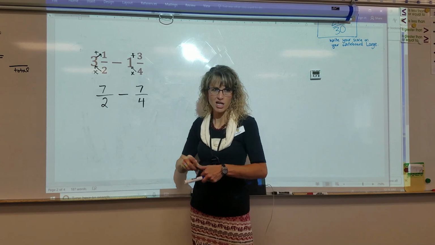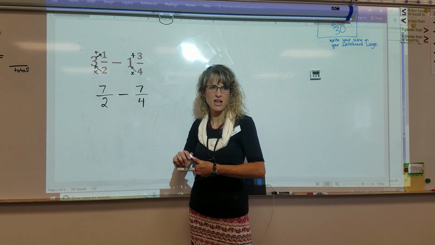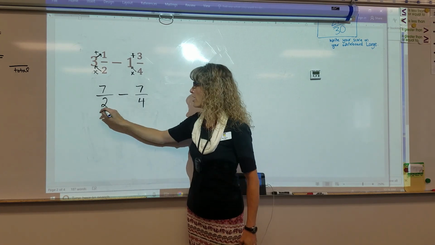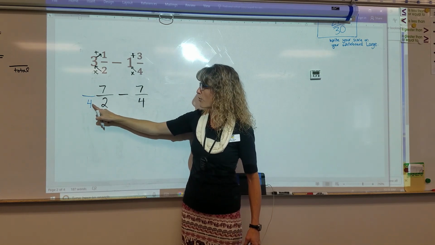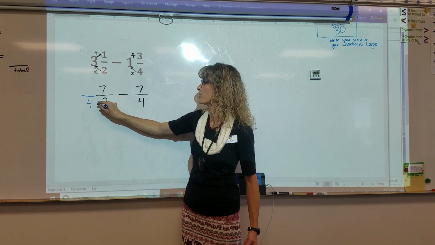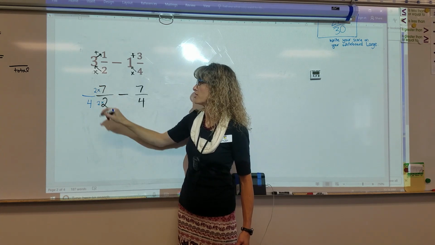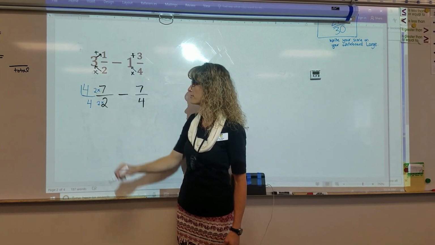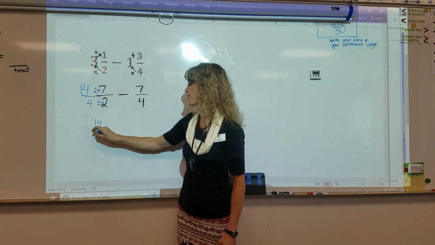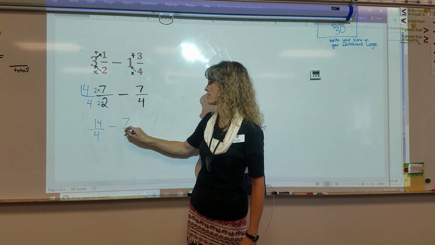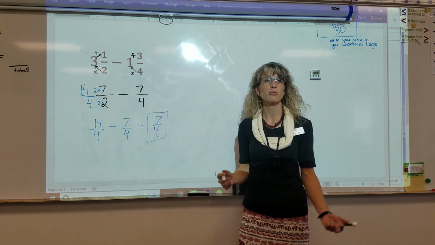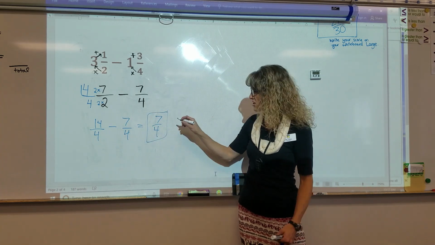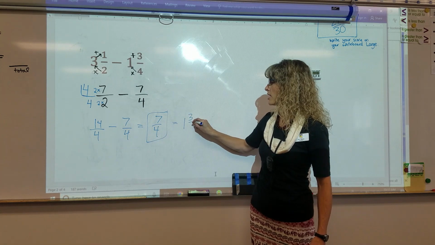Think of pizza, right? I gotta make it fair. I gotta make the slices the same size. All right, so let's change this into a 4. If I want to change the 2 into a 4, I would multiply by 2. So I also have to multiply by 2 here. That gives me a 14. So I have 14 fourths minus 7 fourths. Gives me 7 fourths. That answer is okay. It's improper, but it's okay. Or you can say 1 3 fourths.